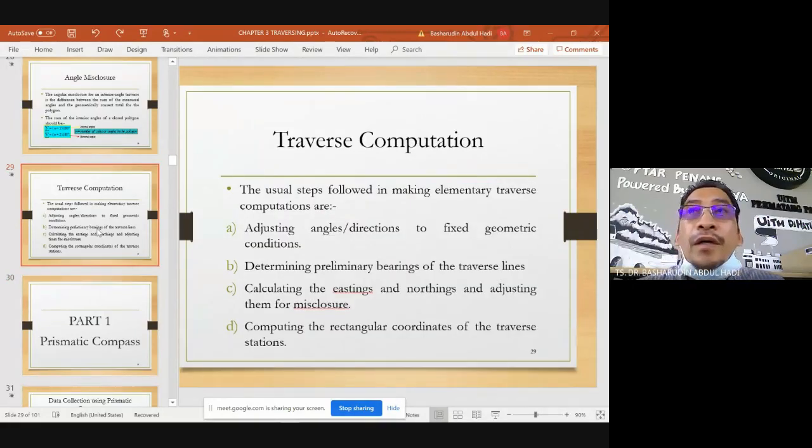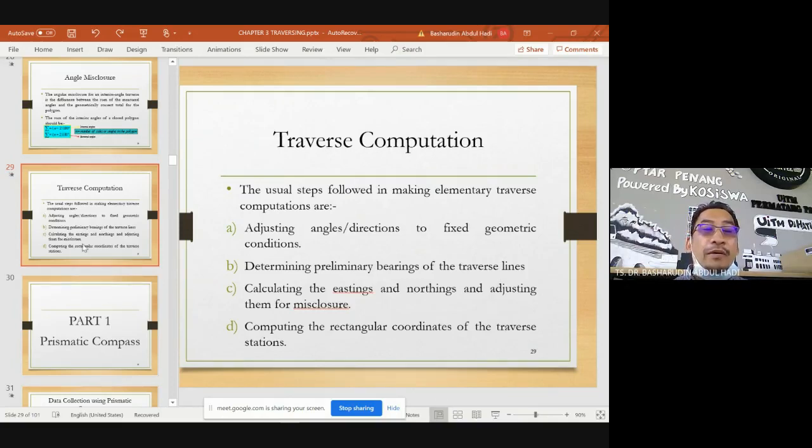Okay. The usual steps followed in making elementary traverse computation are: number one, adjusting angles to fix geometric conditions; number two, determining the preliminary bearing of the traverse lines; number three, calculating the easting and northing and adjusting for the misclosure; and lastly, computing the rectangular coordinates of the traverse stations. So after this, you can see all the processes involved.